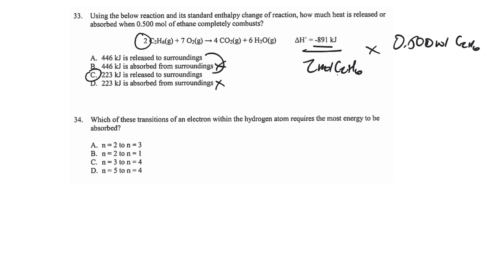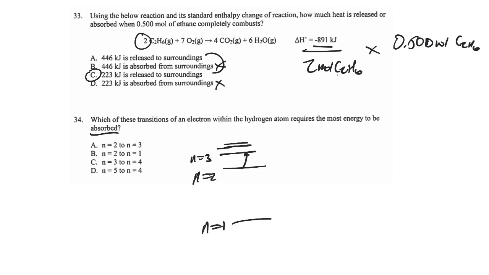Which of these transitions of an electron of the H atom requires the most energy to be absorbed? So H absorbs energy when electrons go from a low n to a high n. And then the energy levels are getting closer and closer together as we go up. Okay, so for the most energy to be absorbed, we've got 2 to 3. So that's energy absorbed, 2 to 3.